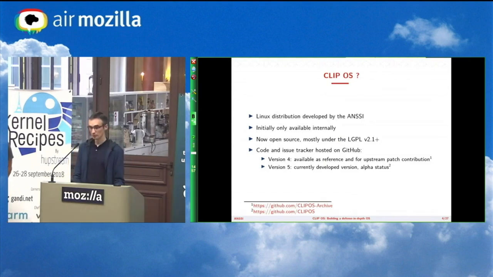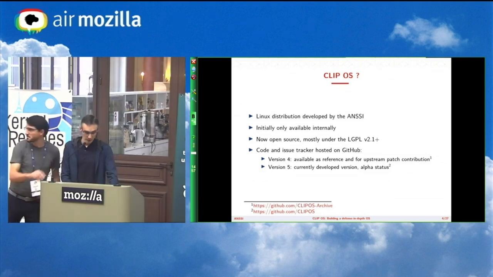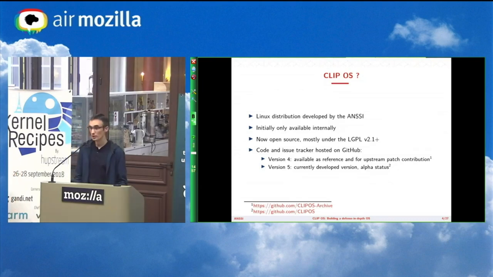So Clip was until now mainly developed by ANSSI. It was mainly available for our own use, but last week we released it as open source on GitHub. You can find two versions: version 4, which is the one used at ANSSI, and you can find a lot of patches and interesting security features. The currently developed version is version 5, but it's still in alpha.